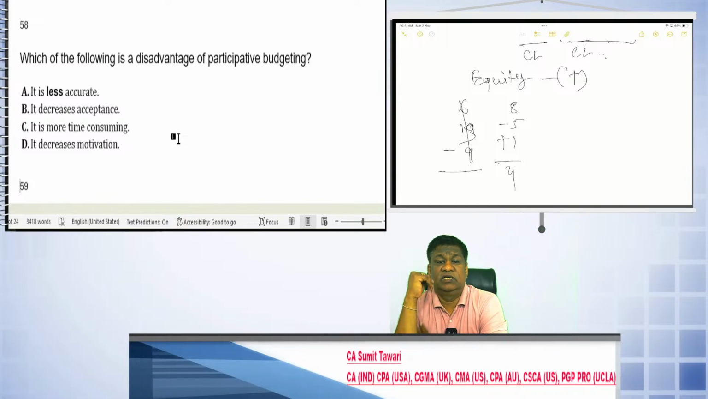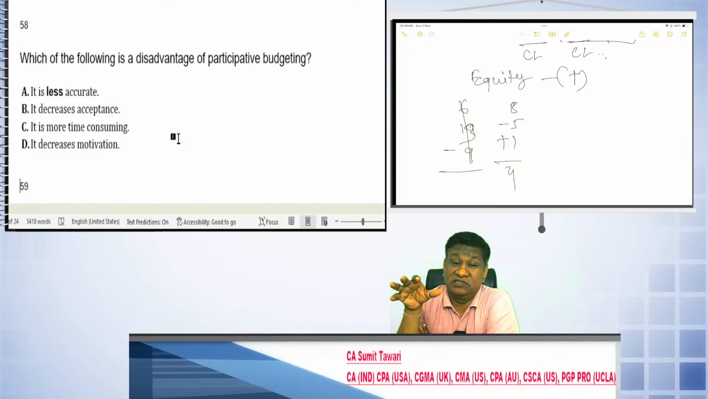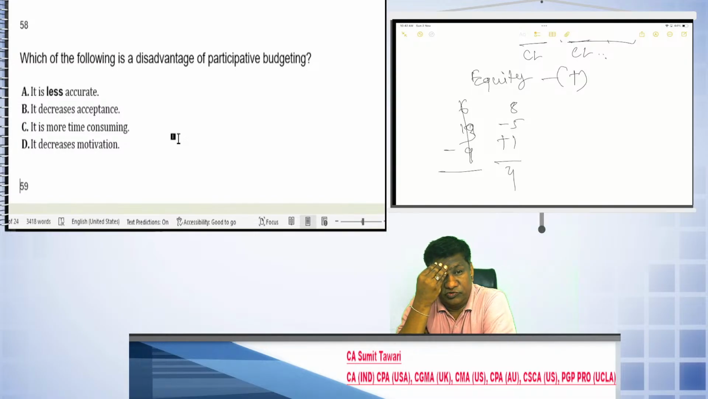No, why does it decrease acceptance? If it is participative, then everybody is involved in the process, so everyone is already accepting. And it is also not less accurate. It is more accurate because everyone is giving their own perspective, their own thought processes.